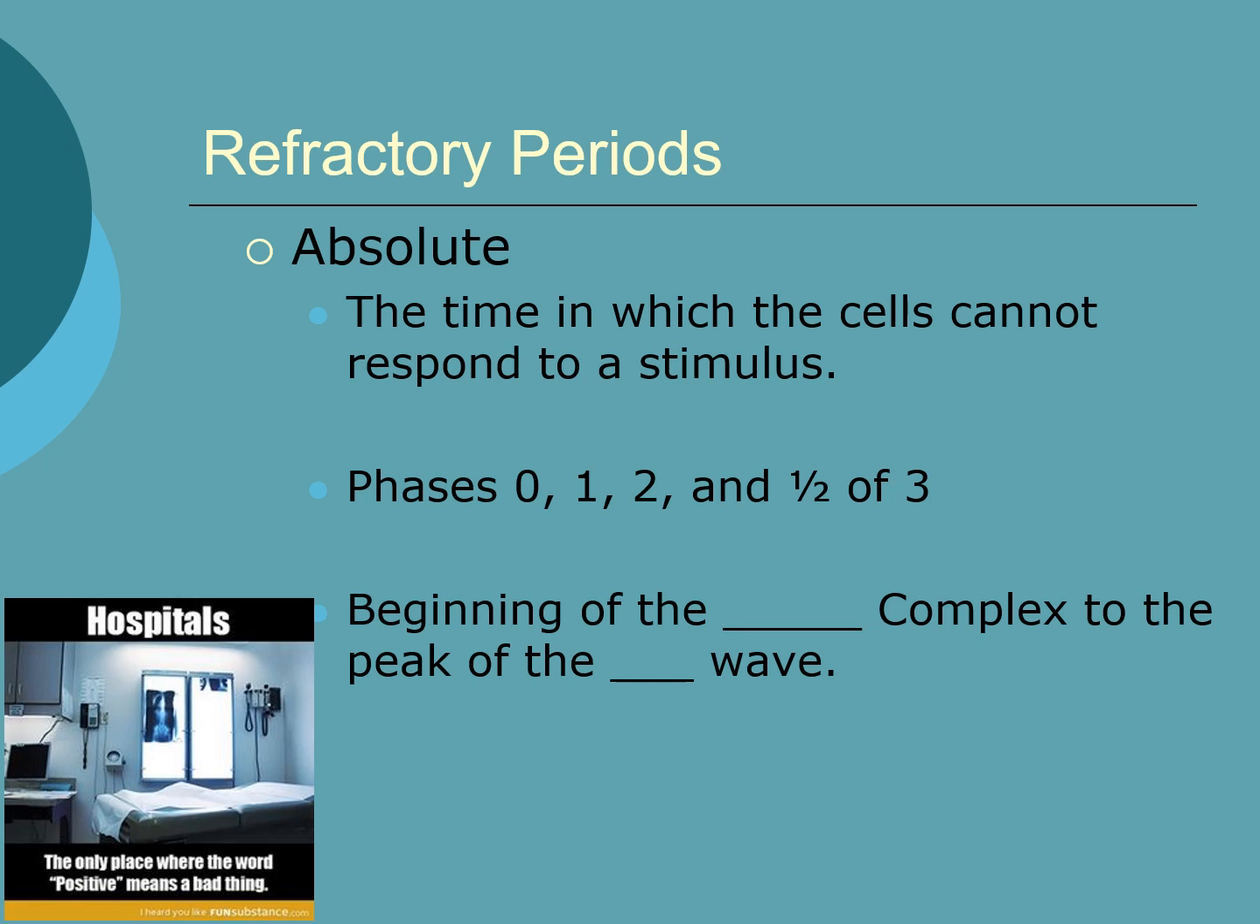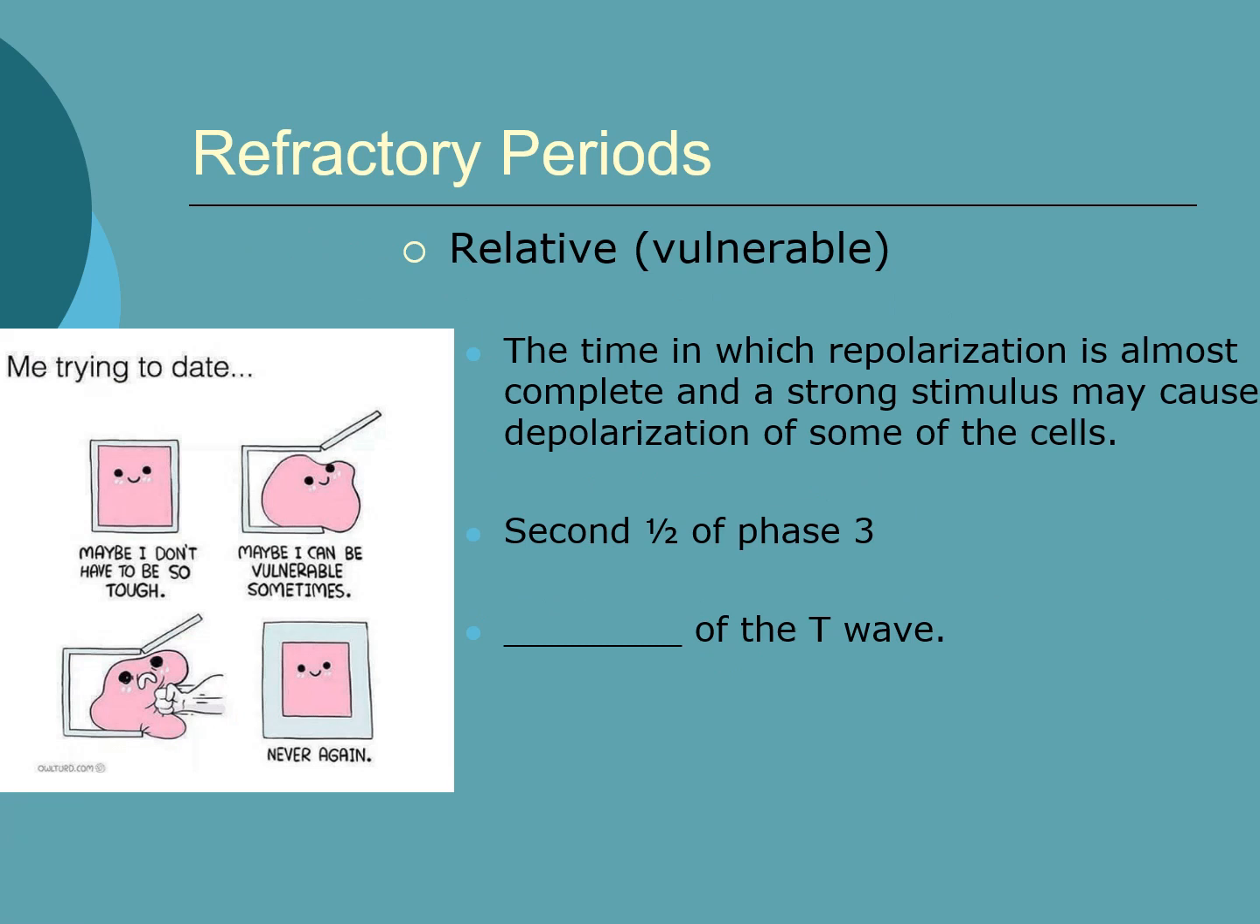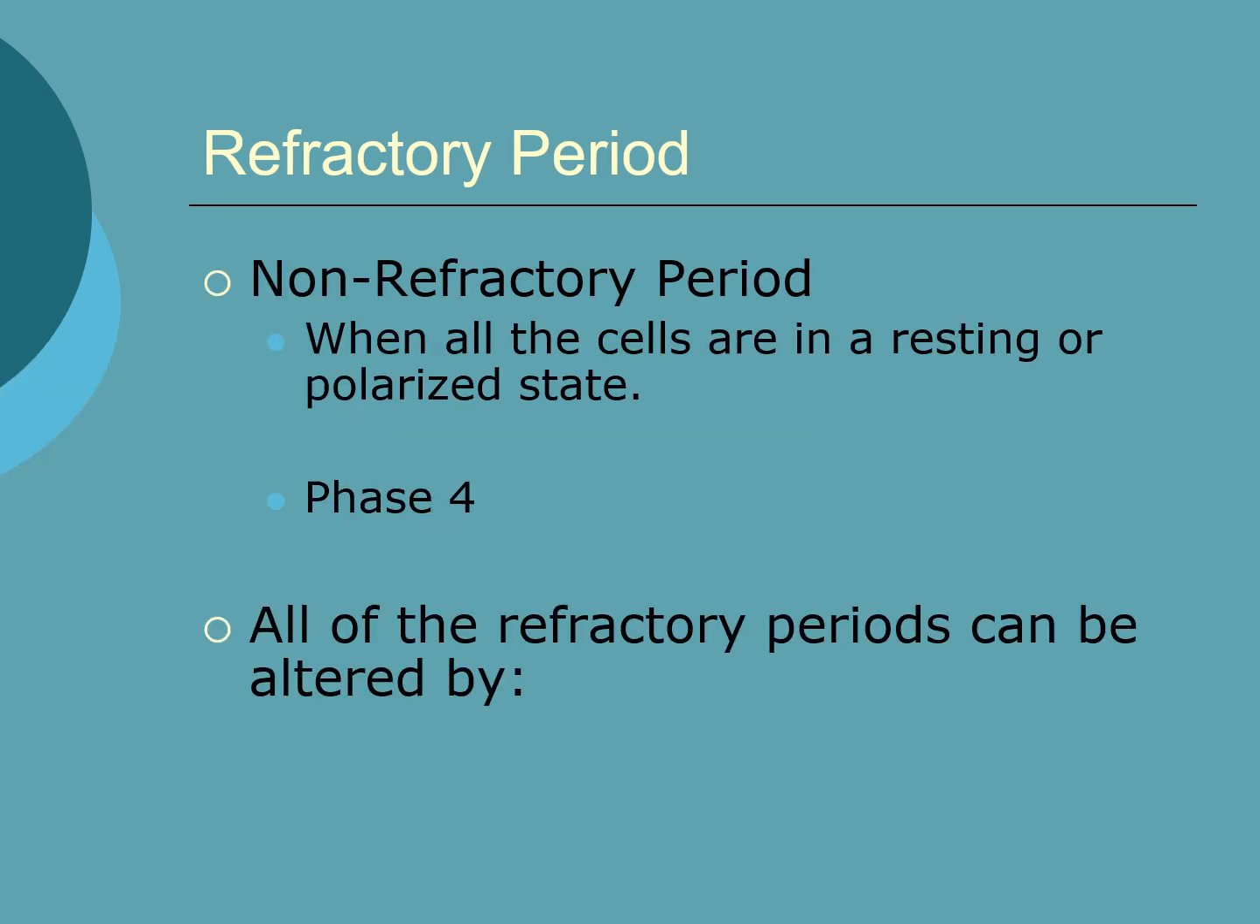When we're looking at relative or vulnerable refractory periods, this is the time in which repolarization is almost complete, and a strong stimulus could cause depolarization of some cells. So obviously this is going to be the second half of phase 3, if the first half of phase 3 was the absolute period. This is the downslope of the T wave. When the downslope of the T wave starts, that's when the cells could respond to some stimulus. It's a relative refractory state, but this is a very vulnerable stage. Some depolarization of the cells could occur here. This is that downslope of that T wave.